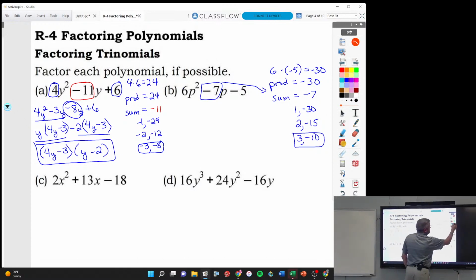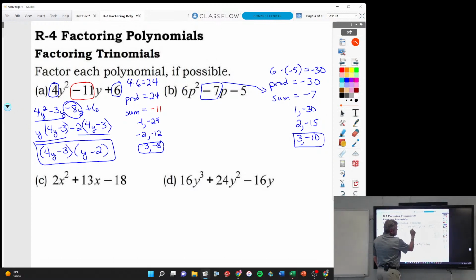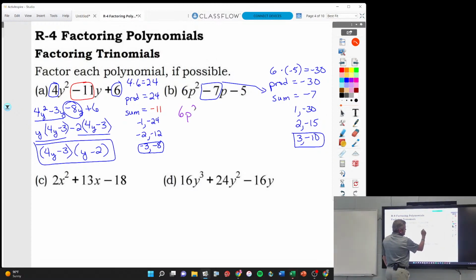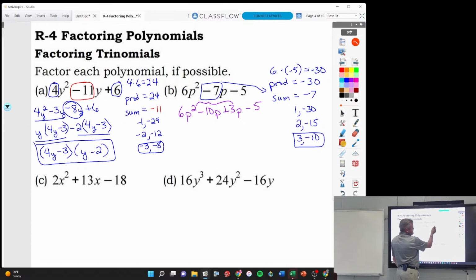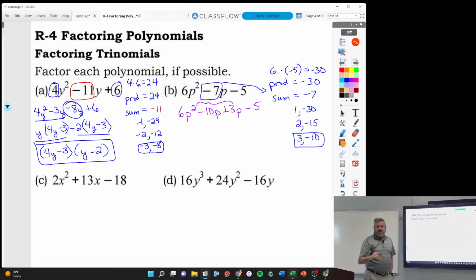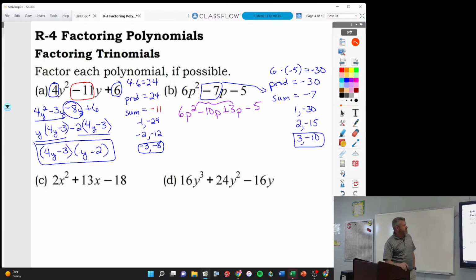Let me change colors here since the problems are so close together. So 6p squared minus 10p plus 3p minus 5. And again, if you'll notice, if you take these two middle terms and add them together, negative 10p plus 3p is negative 7p. So all I've done is change the way I write the problem. I didn't change the value of that.